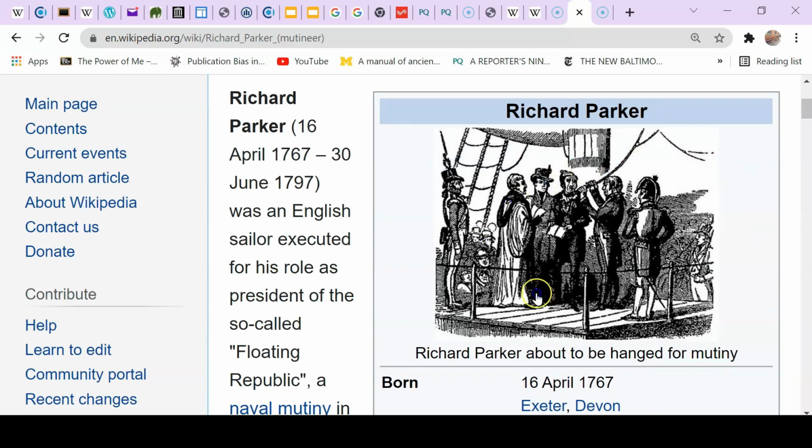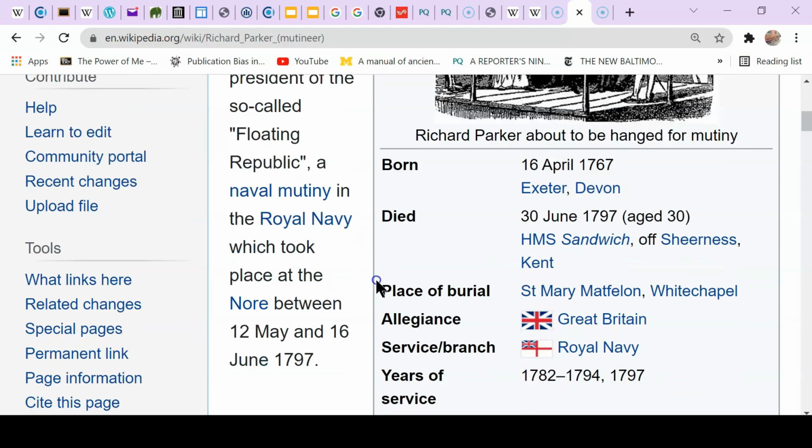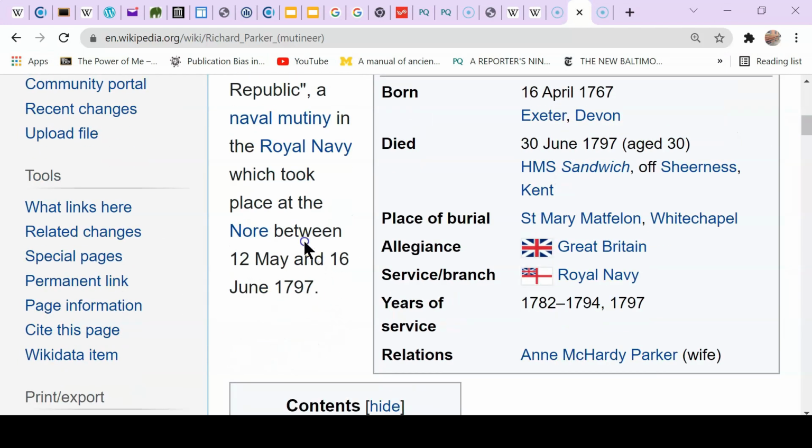And the woodcut or etching or whatever they have of him here is Richard Parker about to be hanged for mutiny. And this is in 1797. Richard Parker was an English sailor executed for his role as president of the so-called Floating Republic, a naval mutiny in the Royal Navy which took place at the Nore between the 12th of May and the 16th of June, 1797, or so for 4 or 5 weeks, the late spring of 1797.